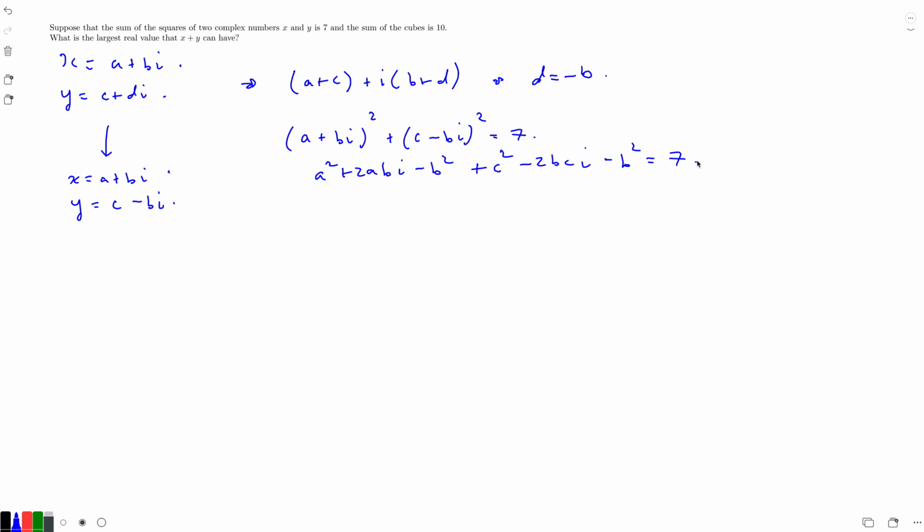Now this is real, so we know the imaginary part of this will also be equal to 0. Looking at the terms, we see that there's a 2bi common in both of them, so we can factor out that imaginary part as follows: 2bi times a minus c is equal to 0. Great, that gives us that a is equal to c. So since a is equal to c, we'll transform this again to x is equal to a plus bi, and y is equal to a minus bi.